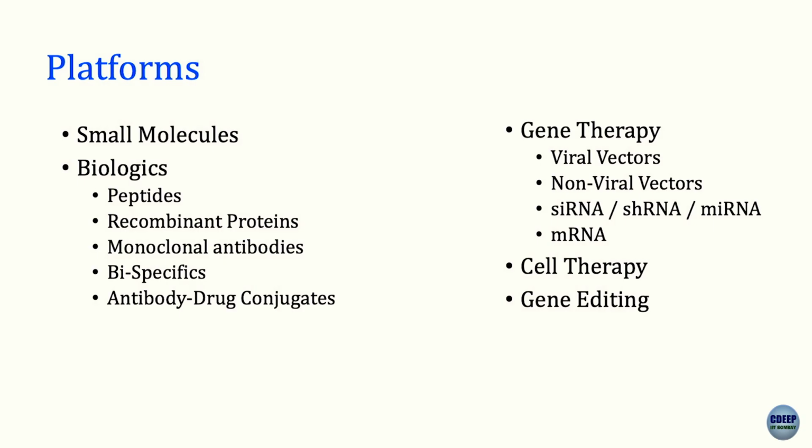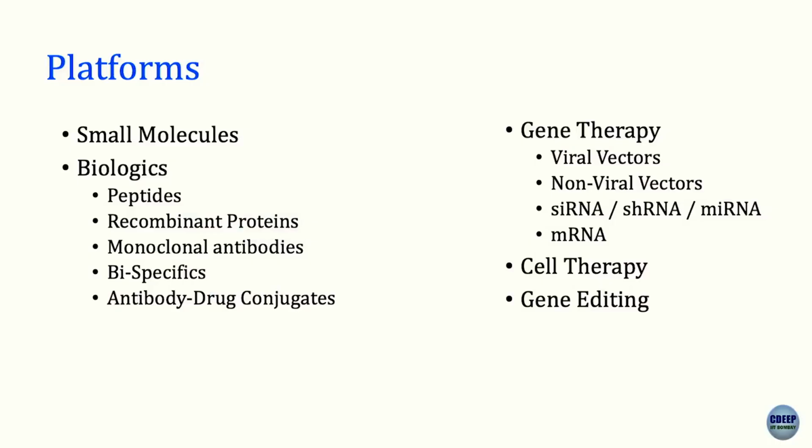Next is biologics drugs, which can include peptides, recombinant proteins, monoclonal antibodies, bispecific monoclonal antibodies or antibody drug conjugates. So what are bispecific antibodies? Two different epitope binding sites, which can target two different targets. What is an antibody drug conjugate? We have an antibody and chemically link a drug. And these are nowadays used for precision therapy, right?